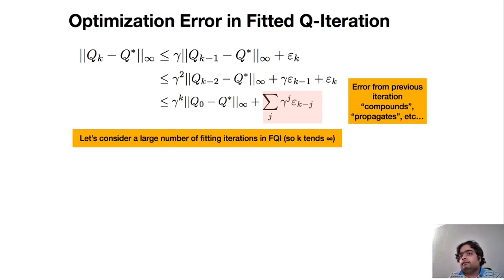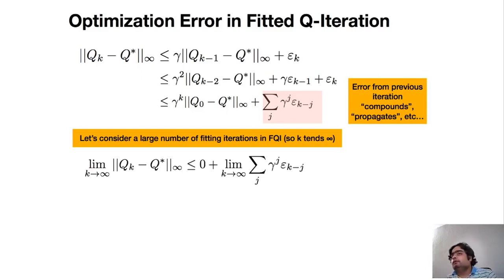Let's consider a large number of fitting iterations, so let's consider k to be super large. Then the first term is essentially not useful, because you are discounting Q_0 minus Q*, which is a constant since Q_0 is your initialization and that's up to you to choose. You're multiplying that by gamma, which is less than 1, raised to the power of a large k, which will be small, because any number less than 1 raised to the power infinity tends towards 0. So that term is really 0, and you can ignore it for now.